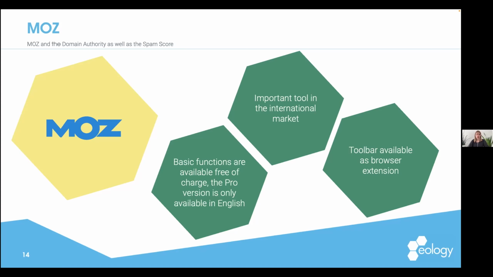And like many other tools that are now available, Moz offers the possibility to research and track particularly worthwhile keywords. It displays monthly volume, keyword difficulty, and so-called opportunity and priority in a clear way. So it's a pretty all-around tool.